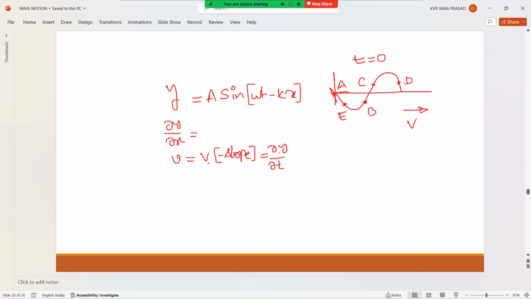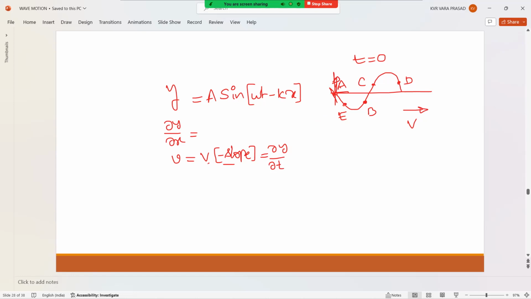I am repeating, at point A, slope is negative. So negative of negative is positive. v is positive because the wave is propagating along the positive x-axis. So the total is positive, meaning the particle velocity is positive. So ∂y/∂t is positive. That means the y coordinate is increasing with time. So at the origin, the y coordinate is increasing. Its meaning is that the point is moving upwards. So the direction of velocity of that particle is upwards.